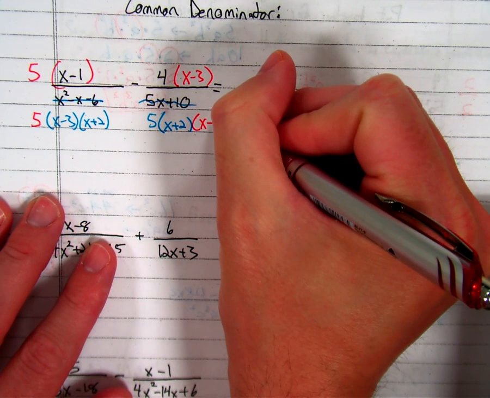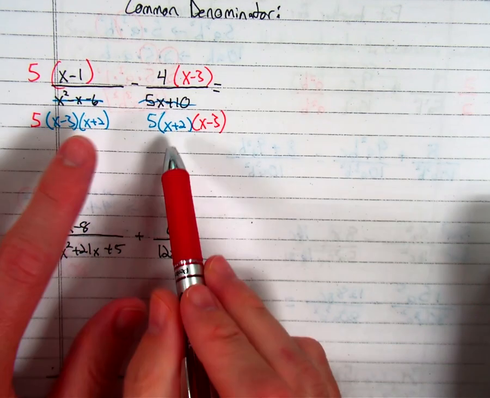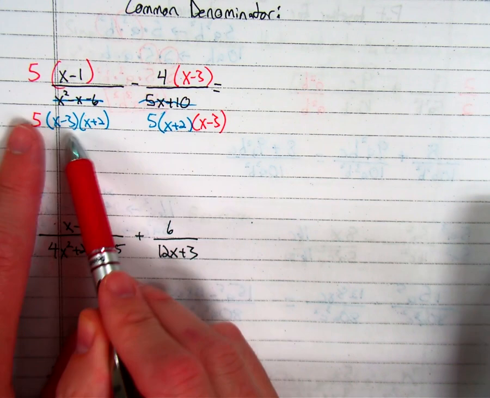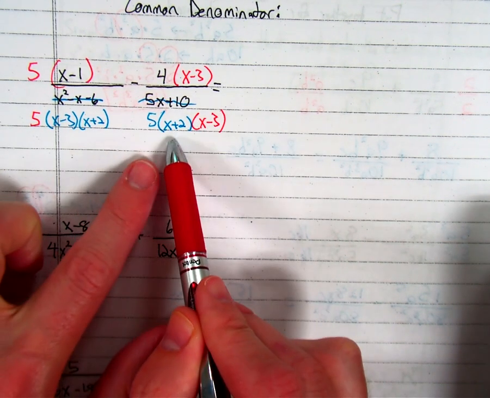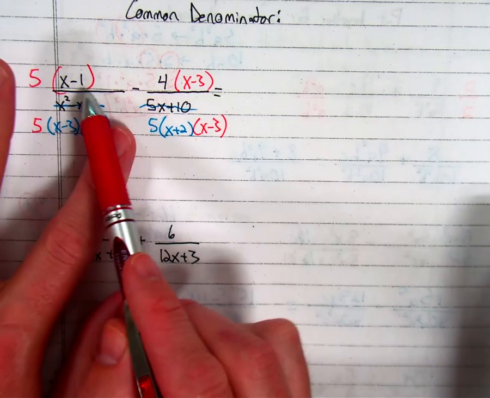So you basically are looking at, what do they have in common? Good, leave that there. What does this one have that this one doesn't have? And what does this one have that this one doesn't have? And you take that and multiply them over.